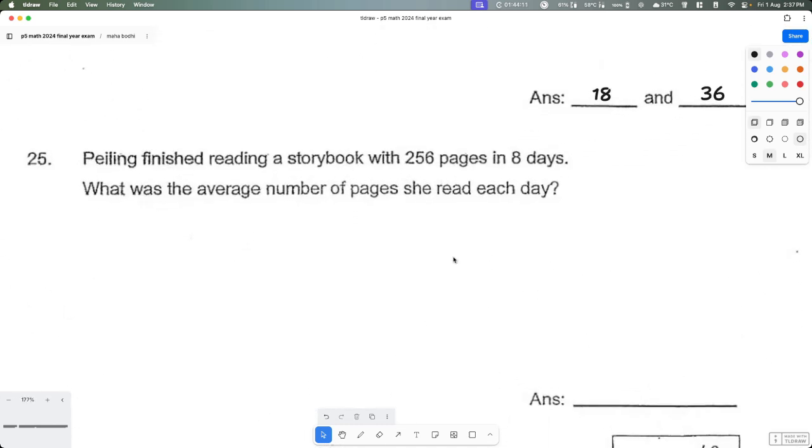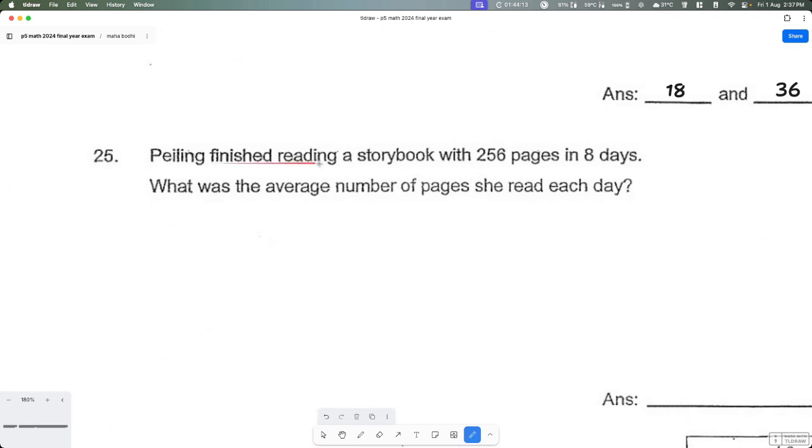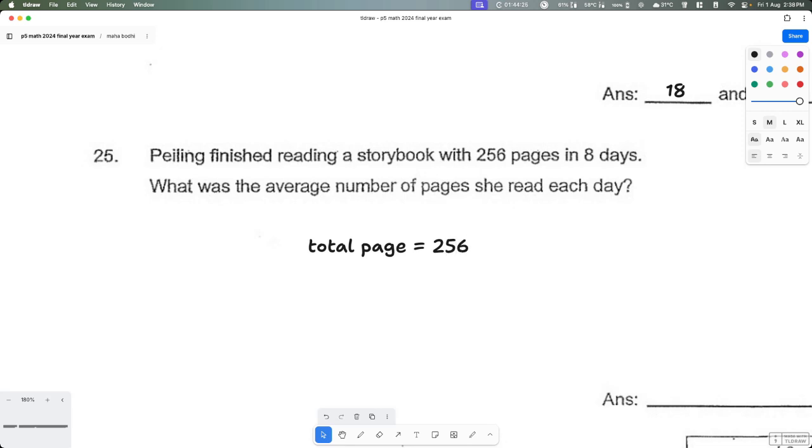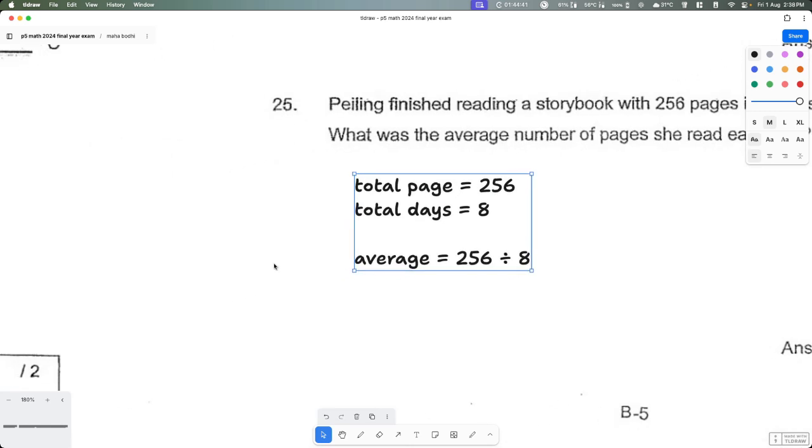Question 25. Pei finished reading a storybook with 256 pages in 8 days. What's the average number of pages? So total pages is equal to 256, total days is equal to 8. So average is equal to 256 divided by 8 over here. Let's do the division. I'm going to show the workings.